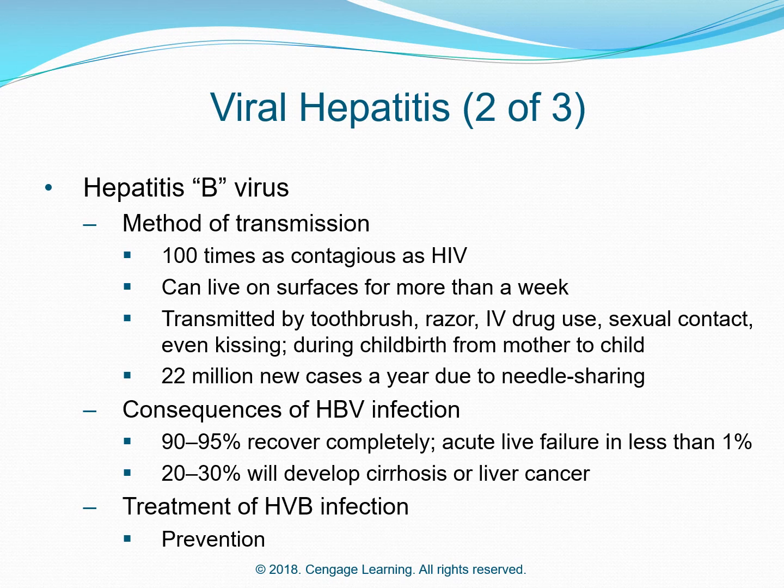Hepatitis B virus. Method of transmission: it is 100 times as contagious as HIV and can live on surfaces for more than a week. It is transmitted by toothbrush, razor, IV drug use, sexual contact, even kissing, and during childbirth from mother to child. 22 million new cases a year are due to needle sharing.